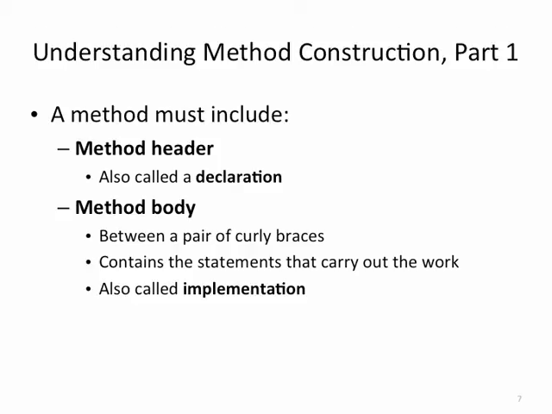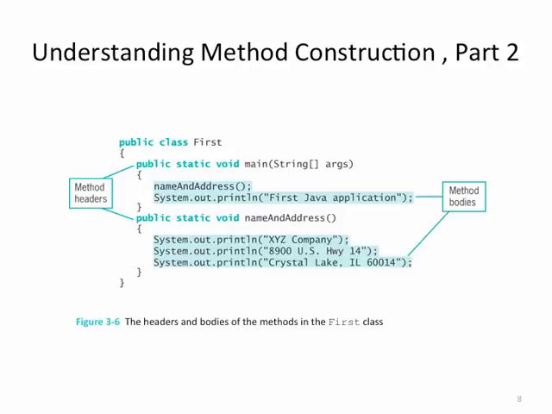A method must include a method header, which is also called a method declaration, and a method body. That's contained in a pair of curly braces, an open brace and a close brace, and it contains the statements that carry out the job, that do the work of the method. The method body is also called the implementation. So the implementation of the method is the statements that you execute inside the method.